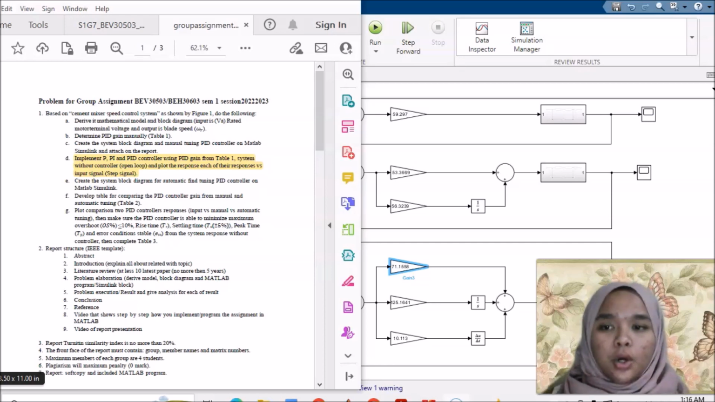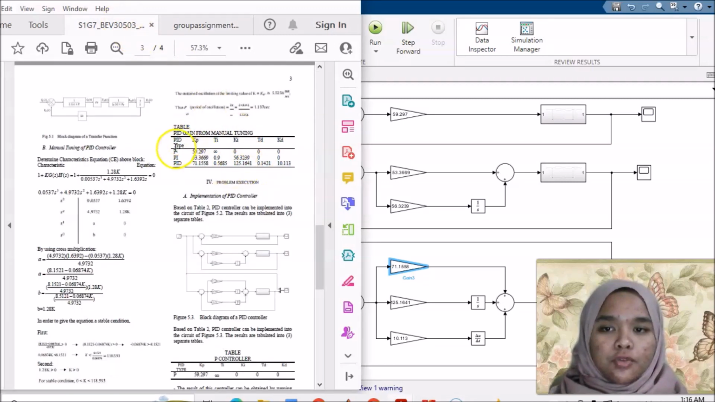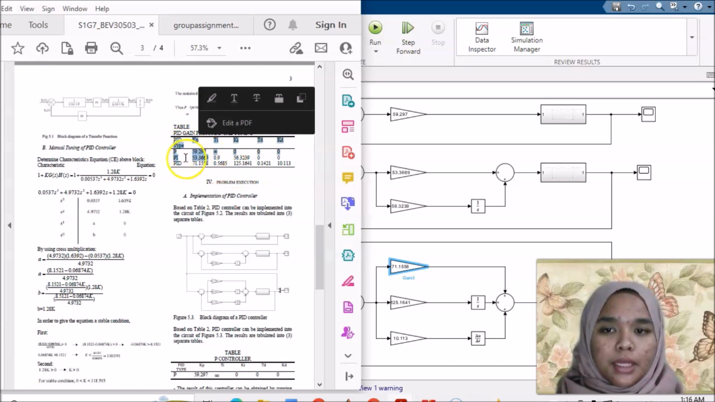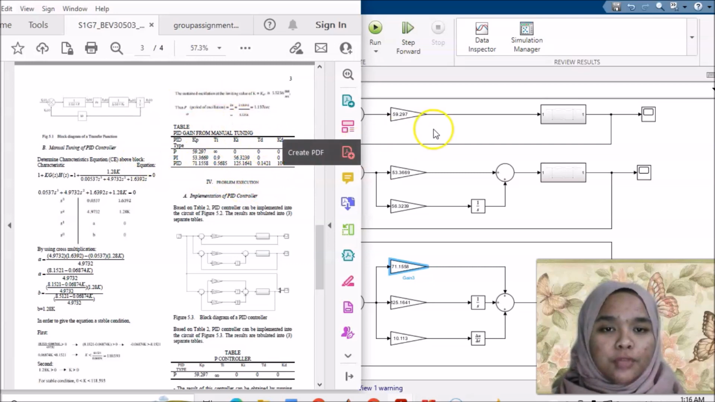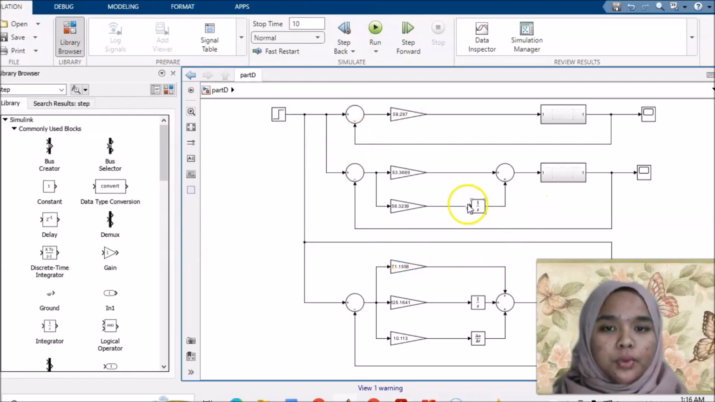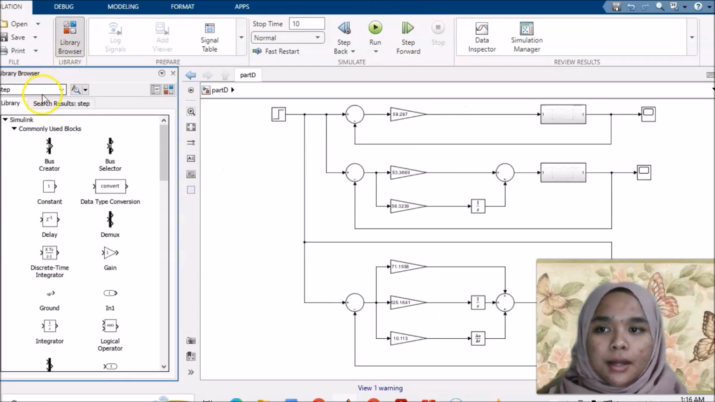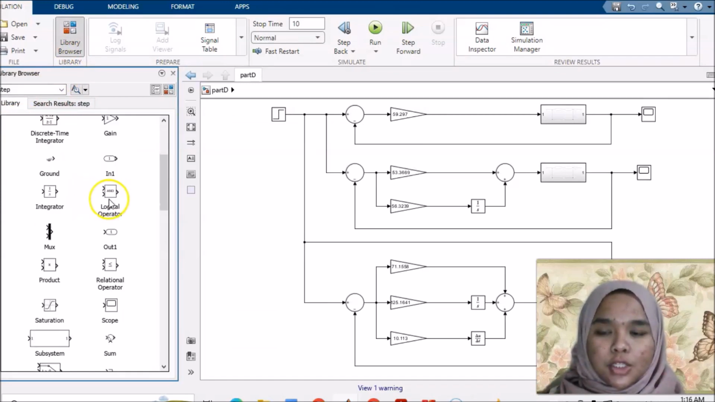So I will explain part D, which is to implement P, PI and also PID controller using PID gain from table 1. So this is table 1. From here we will insert the value of P, PI and also PID. So we will insert this value of gain into this block diagram. Explaining the block diagram, I'm using Simulink from MATLAB. In order to build all of this circuit, we can use the library browser in MATLAB. From here we can see in Simulink there are also commonly used blocks.